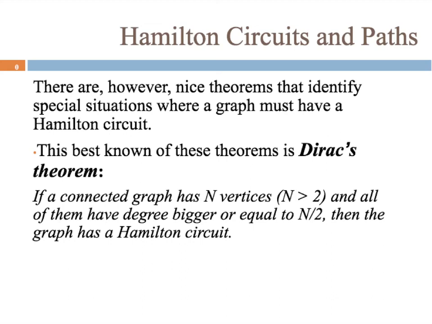There are some theorems though that make this chapter a little easier. So if I want to find out whether or not there is a Hamilton circuit or path, just use, for example, Dirac's theorem, and we can easily say yes or no. So that theorem is if a connected graph has n vertices, so n number of vertices, which needs to be more than 2, by the way, so 3 or more, and all of them have degree bigger or equal to n divided by 2, so half of that, then the graph has a Hamilton circuit.